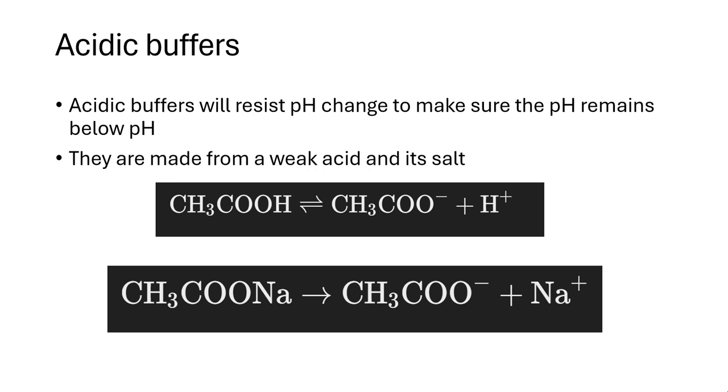That makes sense? And they're always made from a weak acid and its salt. So if I look at an acidic buffer, obviously the weak acid, ethanoic acid here, is going into CH3COO- and H+.